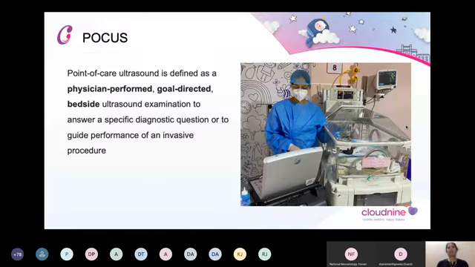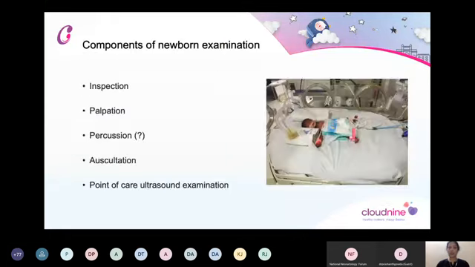Now, point of care ultrasound is physician performed, so it's not by a radiologist or a cardiologist. It's a physician performed, goal directed bedside ultrasound examination. So you're actually looking for something. That's why it's goal directed, and it's at the bedside. You're performing it by the bedside of the baby. It's to answer a specific diagnostic question, so you would look for something like IVH or PDA. And it's also to guide performance of an invasive procedure if you choose to do one.